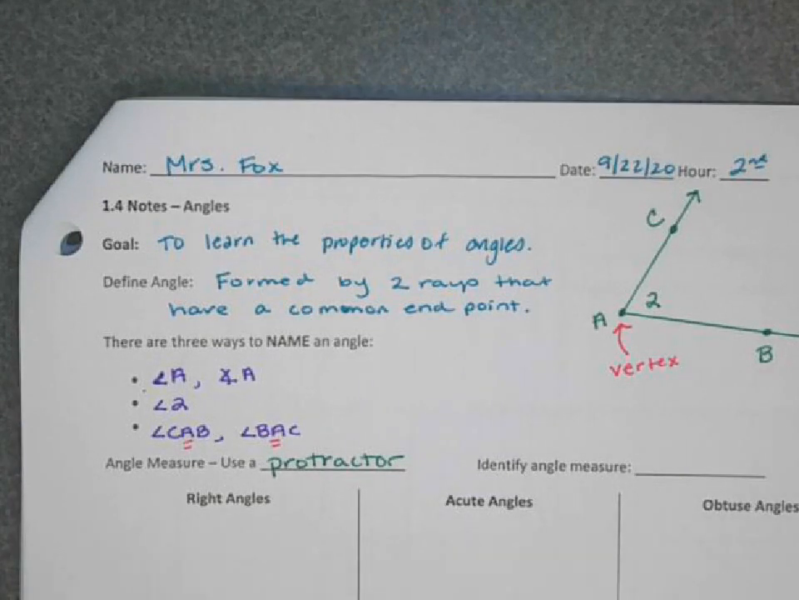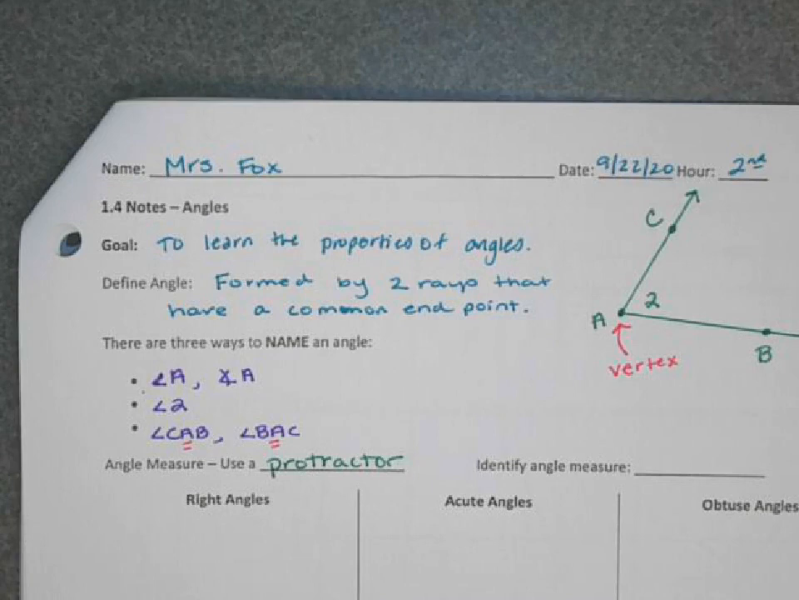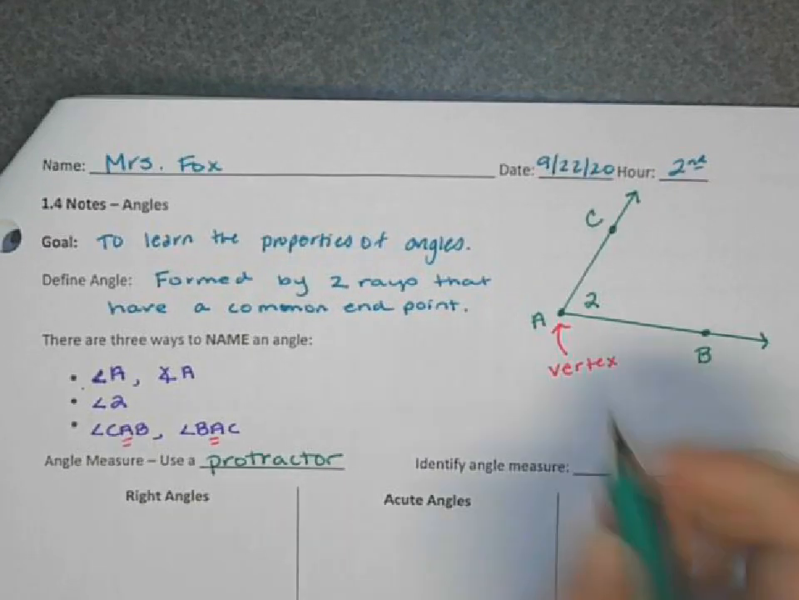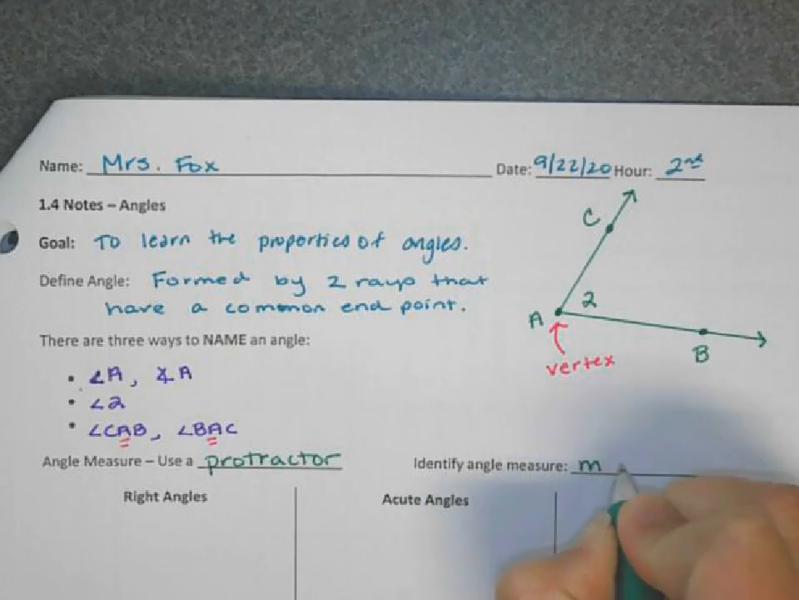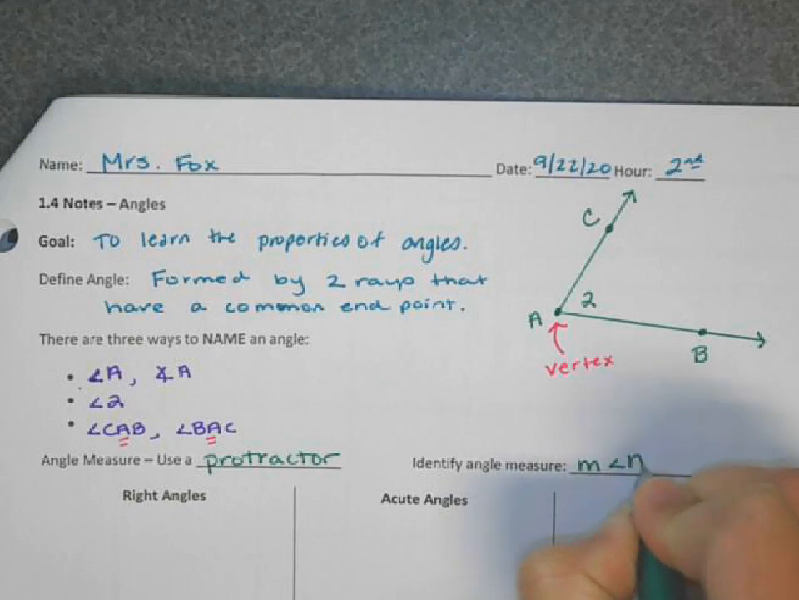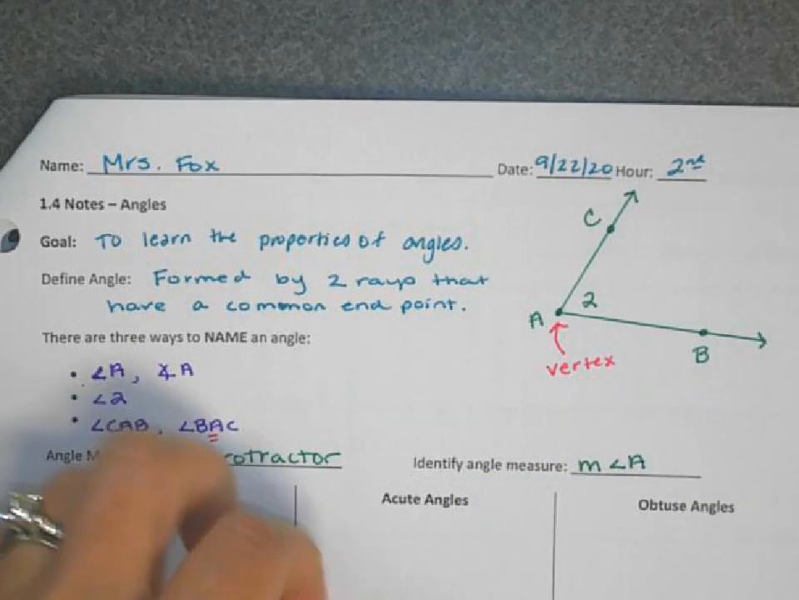All right, so we use a protractor to identify the angle measure. We measure it in degrees. And when we write it, we use an M to denote the measure of angle A, and I'm going to show you how you'd measure this.